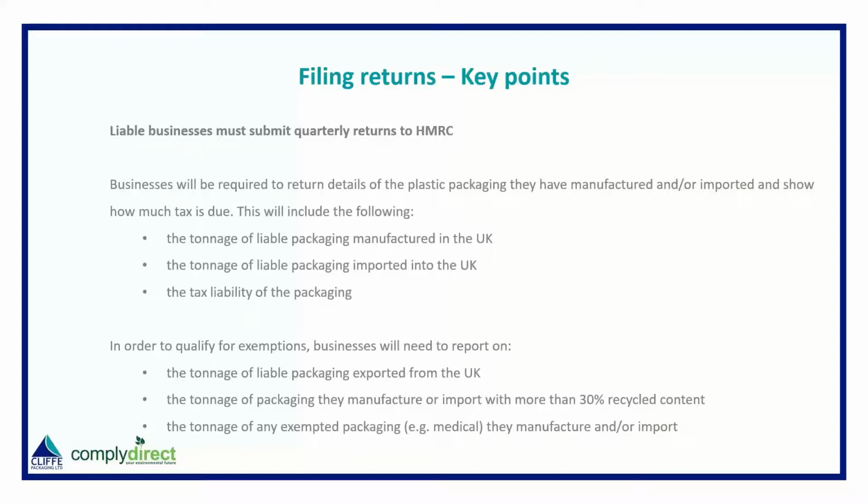If you have exemptions, such as medical packaging, non-liable packaging, exported packaging, or you have more than 30% recycled content, you still have to submit this information. Alongside that, you'll submit the tonnage of the packaging that you've manufactured or imported, which has then been exported, the tonnage of packaging which you've manufactured or imported, which has more than 30% recycled content, and the tonnage of any exempt packaging, such as medical packaging or non-chemically modified cellulose polymers.